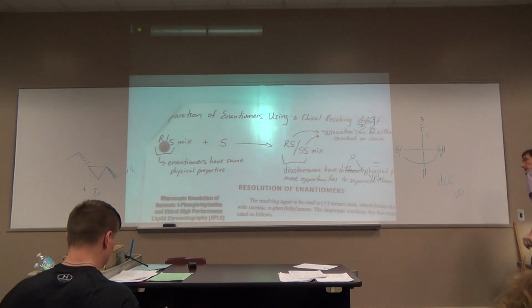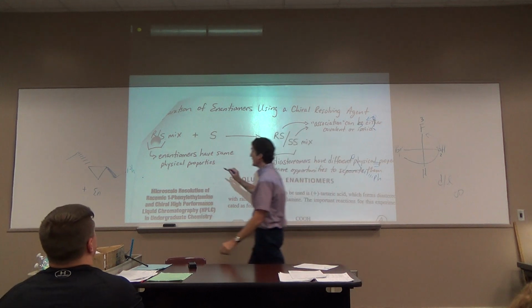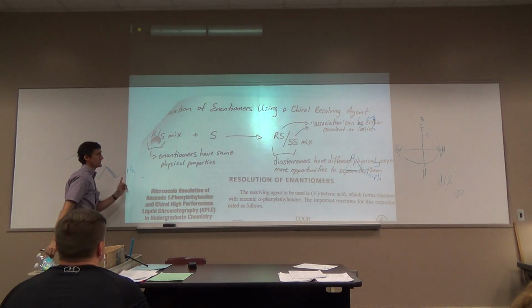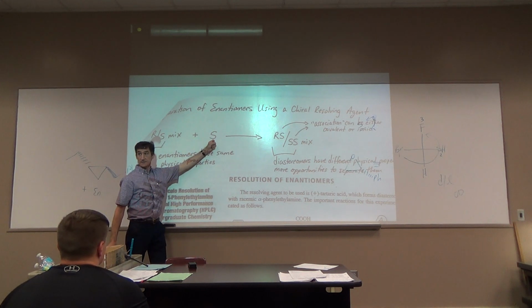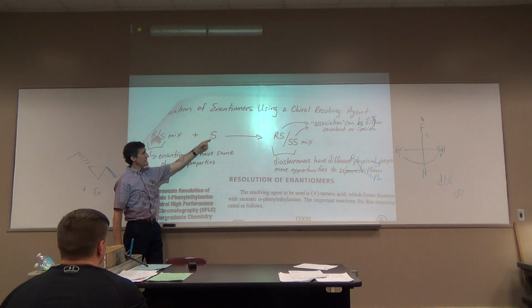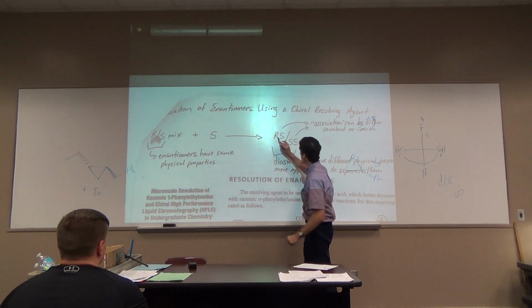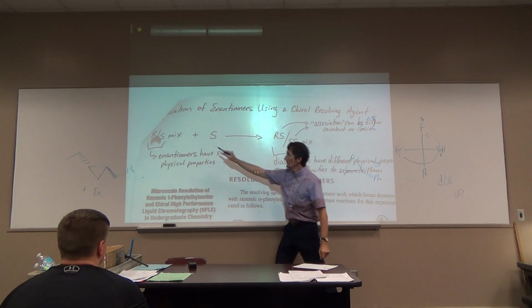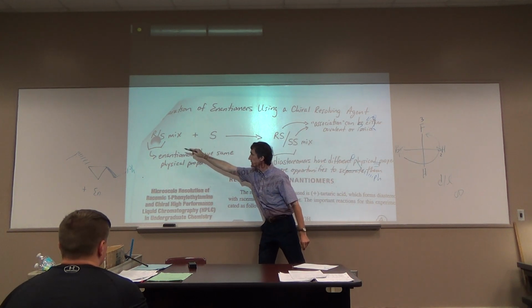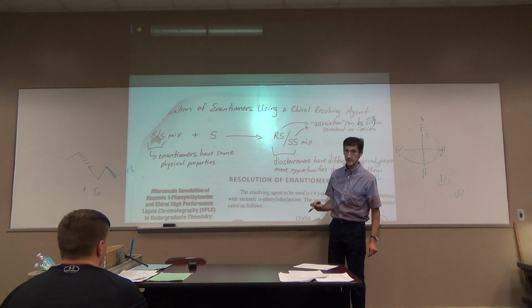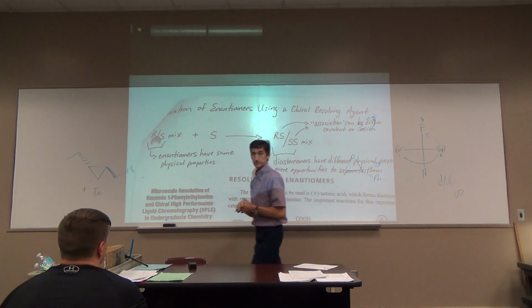If we have an RS mix of enantiomers and we react this mixture with something that's just S, this mixture will react with S to give a mixture of RS and SS. Because the R molecules will react with S to give RS, and the S molecules will react with S to give SS, if they join together by a reaction.